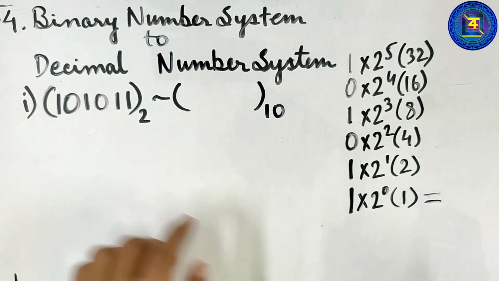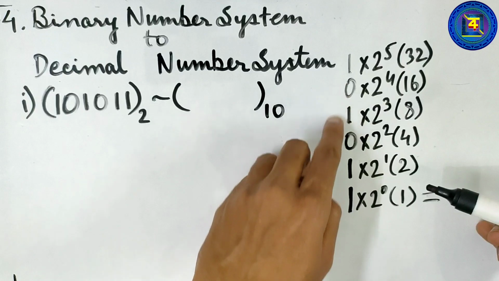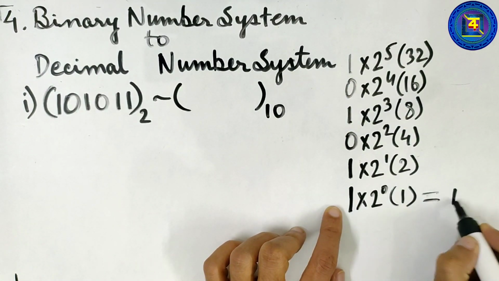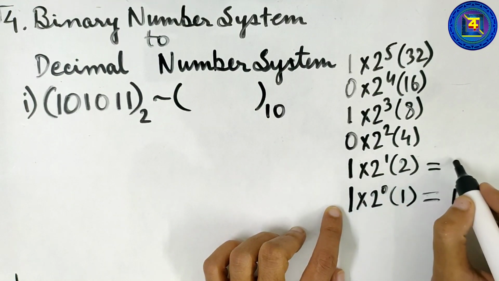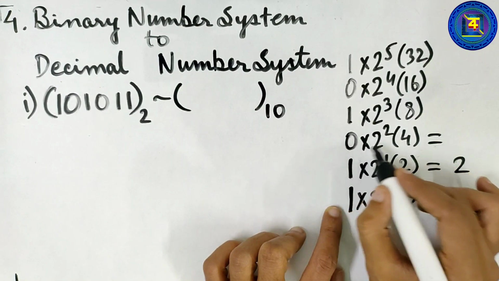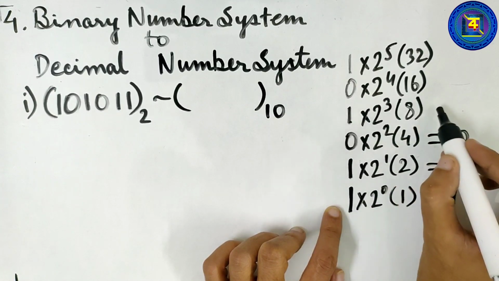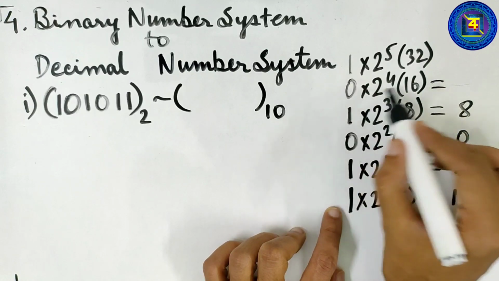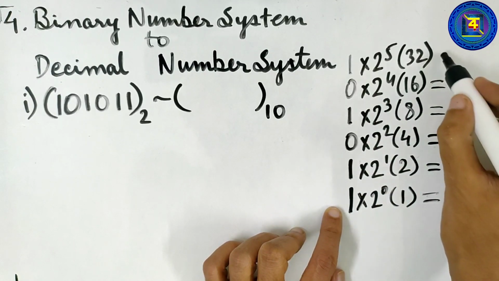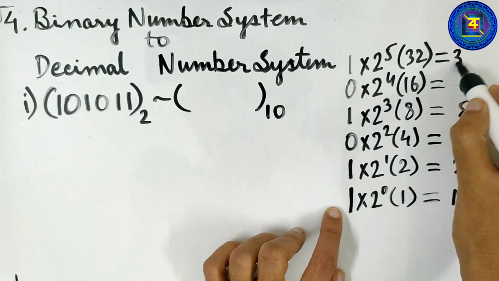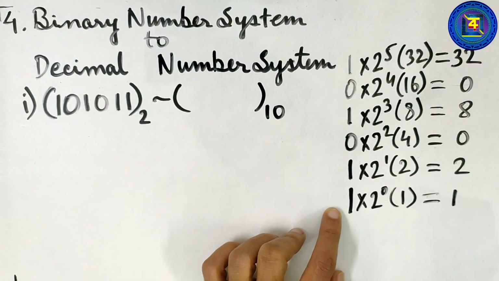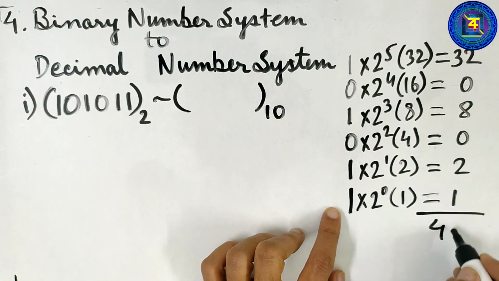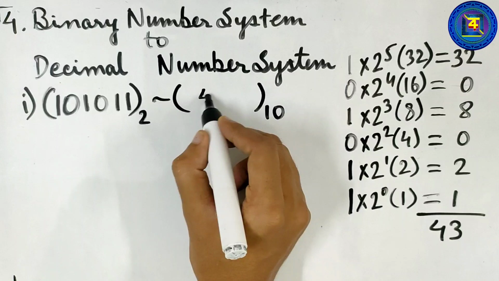Now what are the values we need to multiply? The digits that have been given with the values in the bracket. So 1 into 1 is 1, 1 into 2 is 2, 0 into 4 is 0, obviously, 1 into 8 is 8, 0 into 16 is obviously 0, and 32 into 1 is equal to 32. When we add this up, 32 plus 8 is 40, and then 3, so the answer is 43 in the decimal number system.